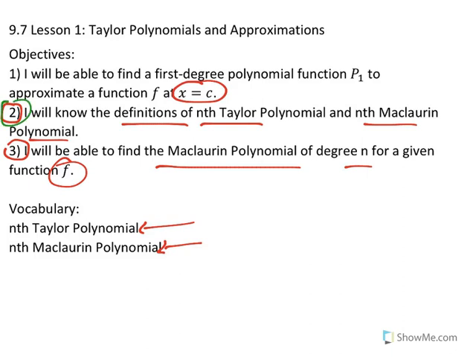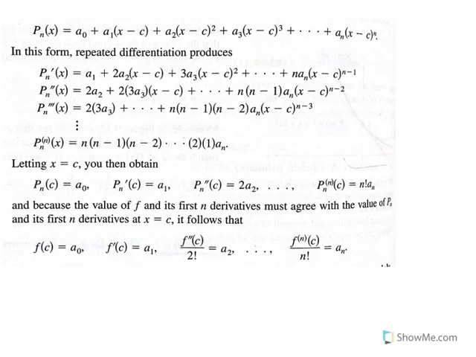So we'll take a look at objective 2, but before we look at the definitions, we'd like to connect the discussion that we just had to the definitions that we will look at. So how do we make that connection? That's what we want to look at now. You'll see this on page 650 of your textbook, right above the definitions of nth degree Taylor polynomial and nth degree Maclaurin polynomial. I'd like to explain it so you understand where these definitions come from. And of course, it's connected to the work that we did prior to this point in the lesson.